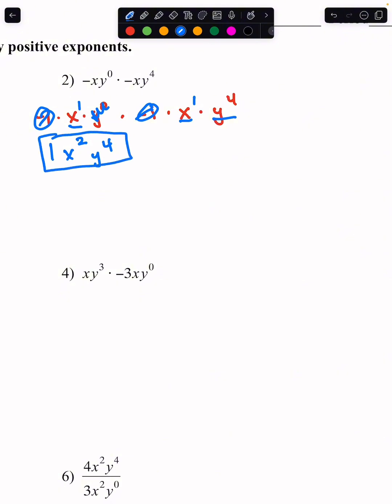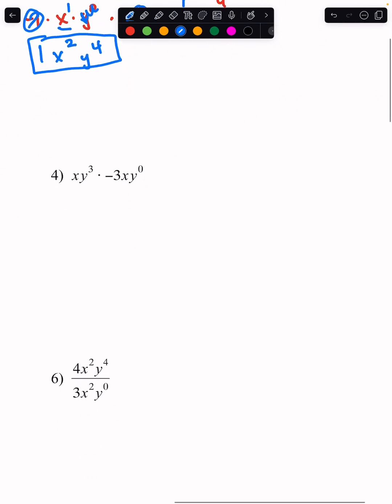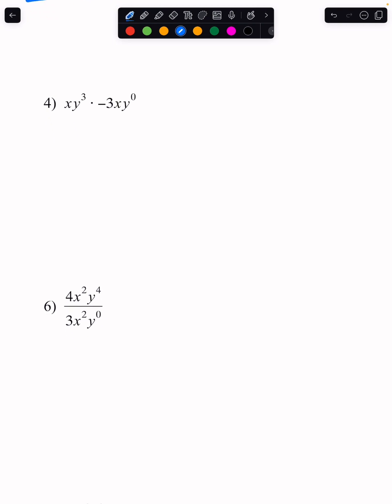Okay, so let's go ahead and jump down to number 4. Okay, I see x times y cubed times -3 times x times y to the 0. Since this is the only number, we're going to put that out in front. And then I have x to the 1 times x to the 1. That's x squared. That goes away because we don't really need that there. And then y cubed.